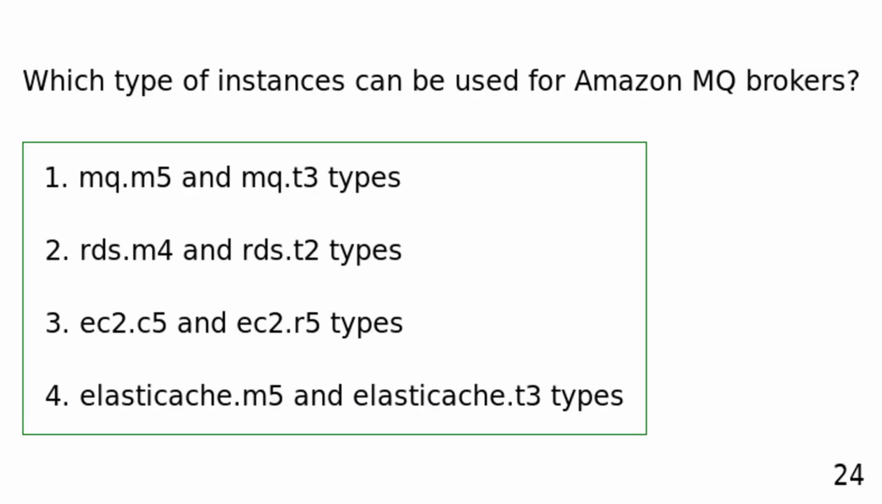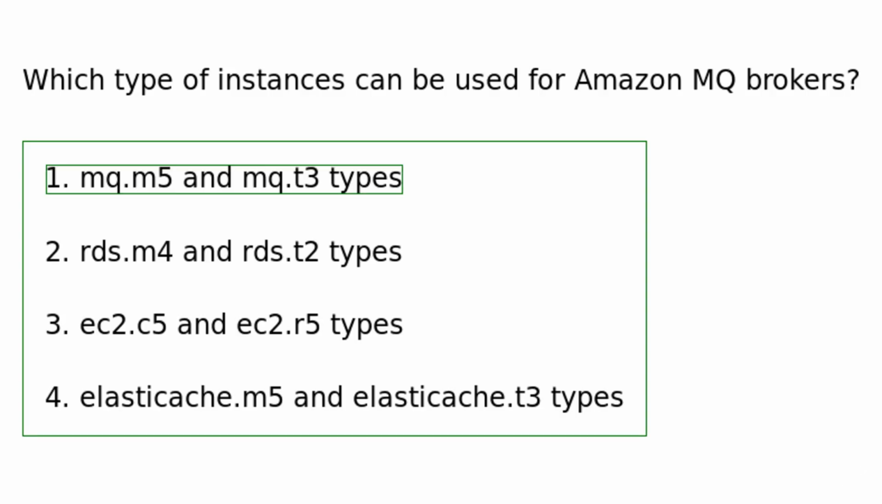Which type of instances can be used for Amazon MQ brokers? MQ.M5 and MQ.T3 types. RDS-M4 and RDS-T2 types. EC2.C5 and EC2.R5 types. Elastic8.M5 and Elastic8.T3 types. Amazon MQ offers MQ.M5 and MQ.T3 instance types, designed specifically for message broker workloads.